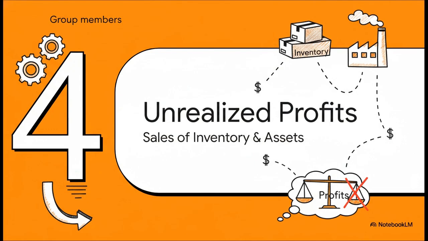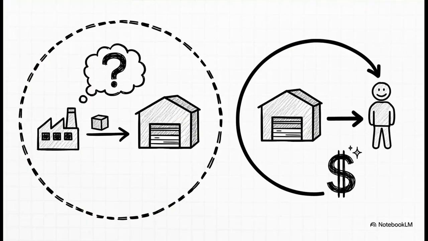Now it's time to level up and get to the really interesting stuff, reversing unrealized profits. This is where we handle sales of inventory and assets between companies in the group. This right here is the critical concept you have to grasp. From the group's perspective, a profit is only truly earned when something is sold to an external, outside customer.